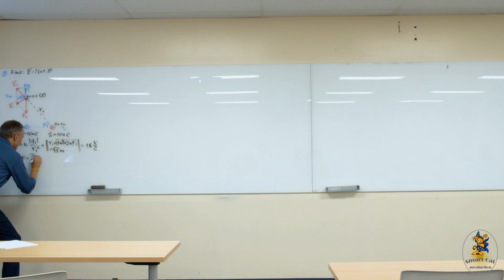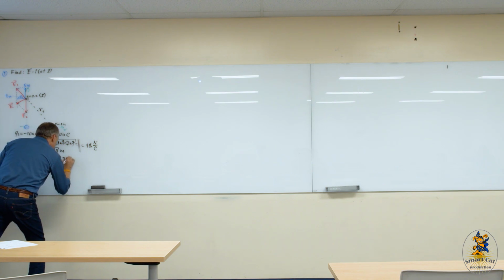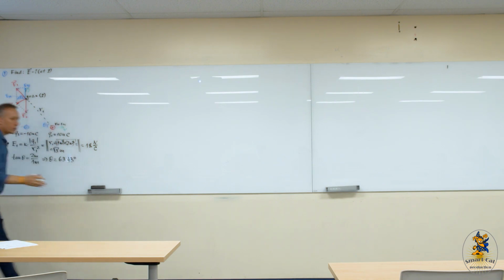All right, tangent of theta equals opposite side, it's 2 meters divided by 1 meter. So of course theta, you can take arctangent, and of course you will end up with what? 63.43 degrees. I use more sig figs, right, just to be safe.